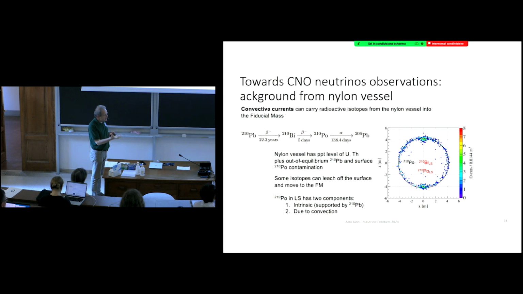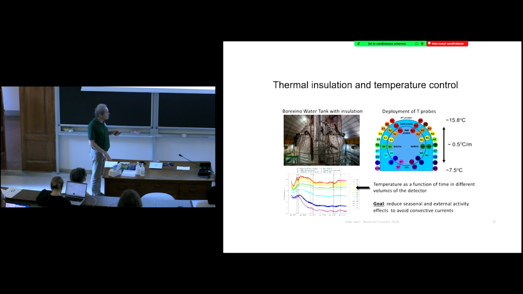So the scintillator has a bulk contamination of lead, which produces bismuth supported by lead inside the liquid scintillator and produces also some polonium supported by lead. There is extra polonium, not supported, coming from the inner vessel. Okay? So if we have convection currents inside the liquid scintillator, this polonium can migrate and contaminate the fiducial volume. And this was indeed the case.